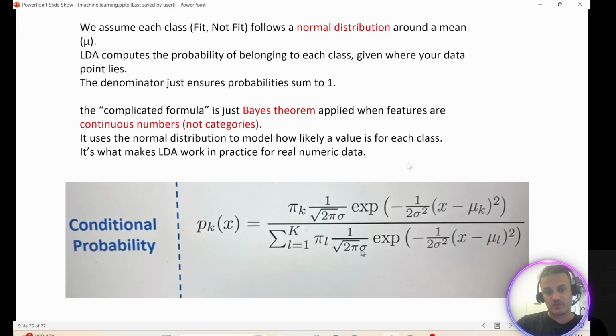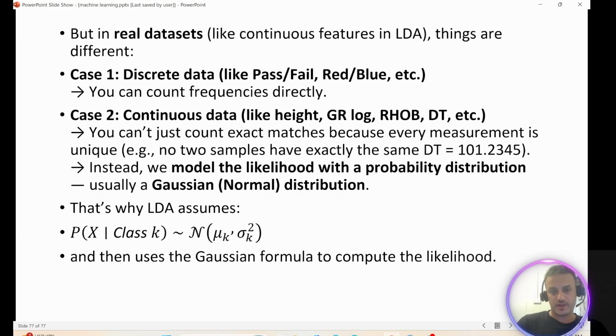But in real life we have very complicated, continuous data, like gamma ray that changes with depth. Any continuous data that changes with depth, we need a more complicated equation. So this conditional probability will be used in the probability to find the best areas.